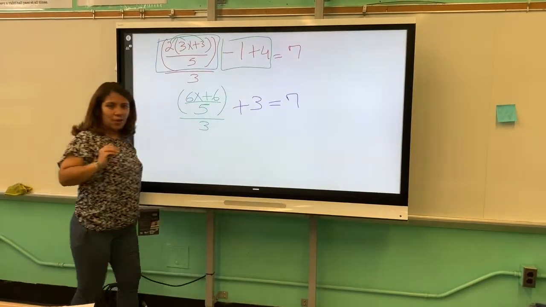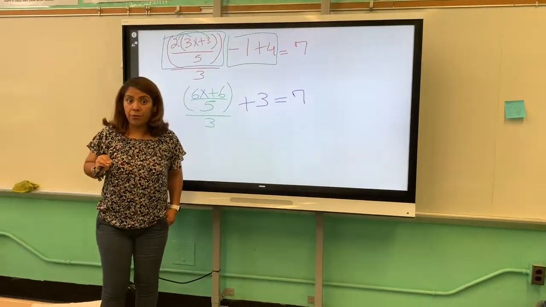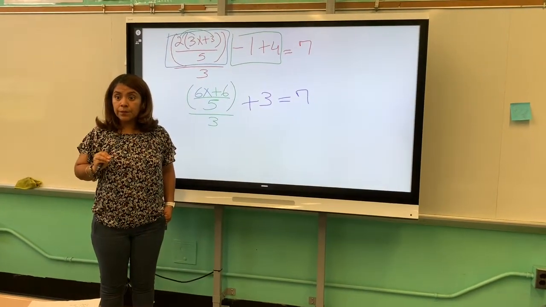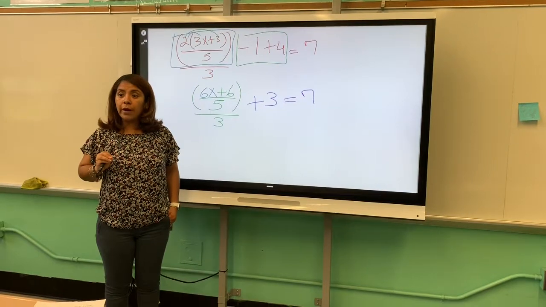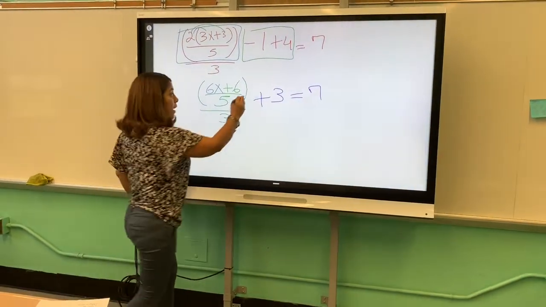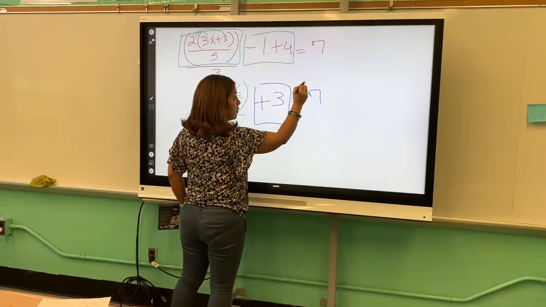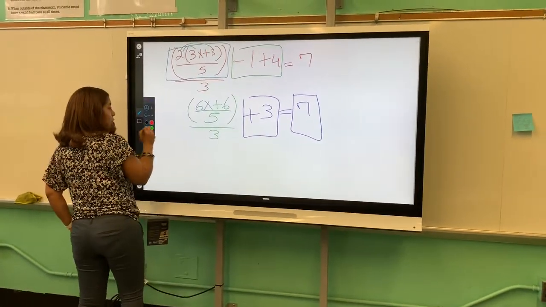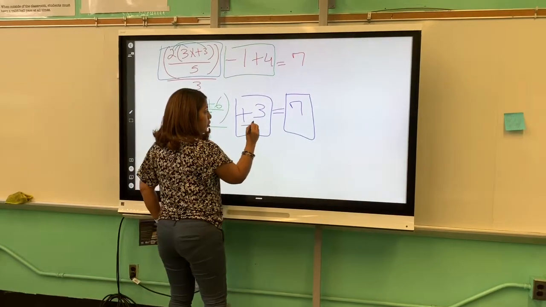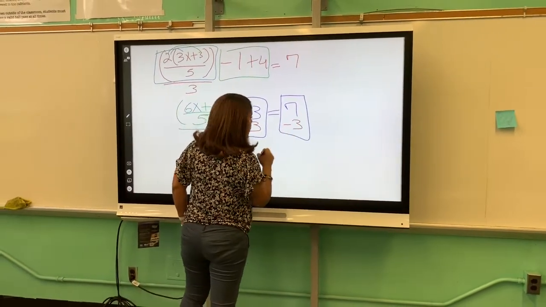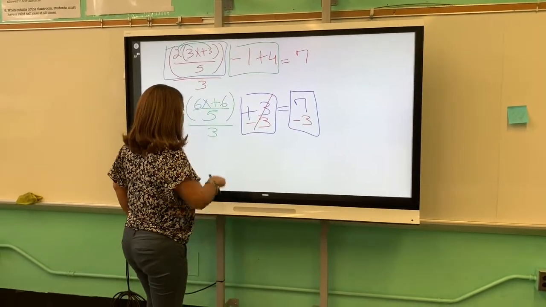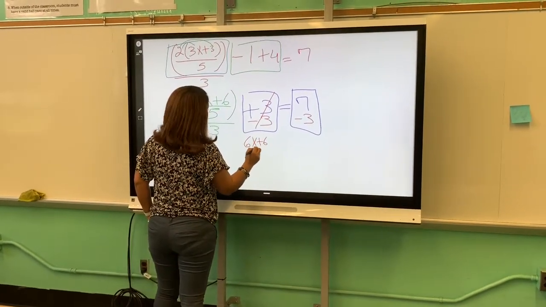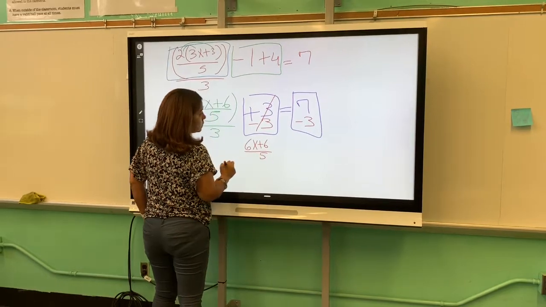Now, do I have any other 2 like terms that I can work with? Any other 2 like terms? Which one? I'm waiting. 3 and 3. Okay, my 3 and my 7. So I'm going to do the inverse operation on the 3. This is going to give you a negative 3, and this is going to give you a negative 3. This goes away. So now I'm going to stay here with 6x plus 6 over 5.